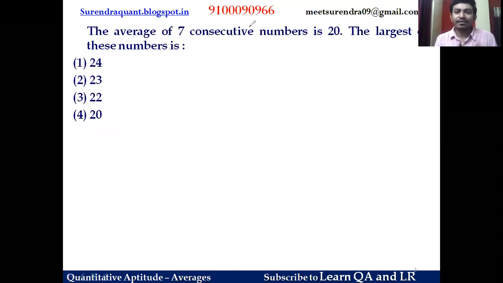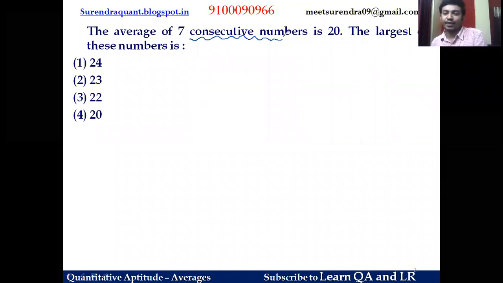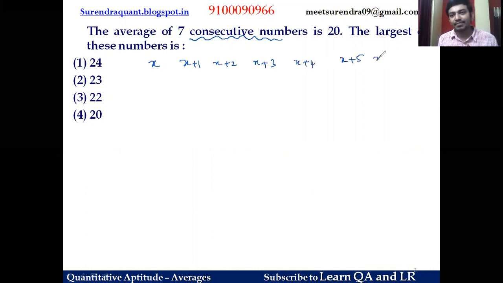The average of 7 consecutive numbers is 20. The largest of these numbers is what? So there are 7 consecutive numbers. What do you mean by consecutive numbers? Consecutive numbers means all adjacent numbers like 1, 2, 3, 4, 5, 10, 11, 12, 13, 14, 101, 102, 103, 104. If I say the first number is x, then the next number is x plus 1, then x plus 2, x plus 3, x plus 4, x plus 5, and x plus 6.